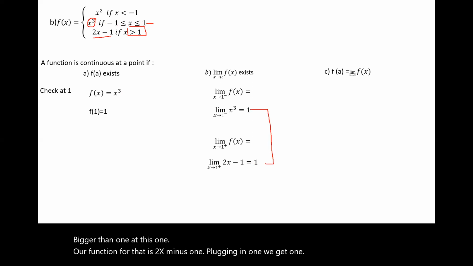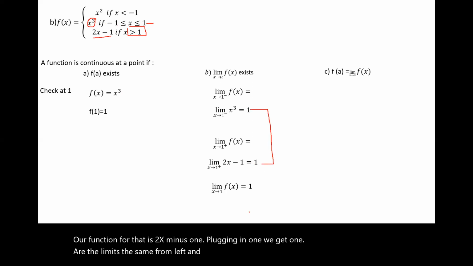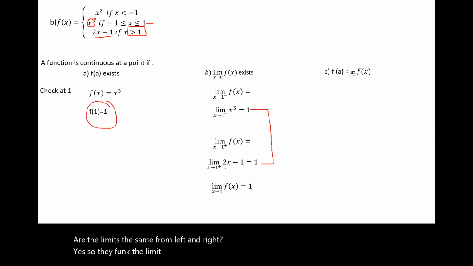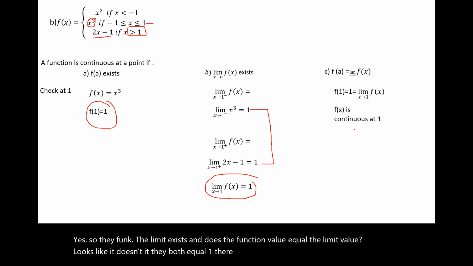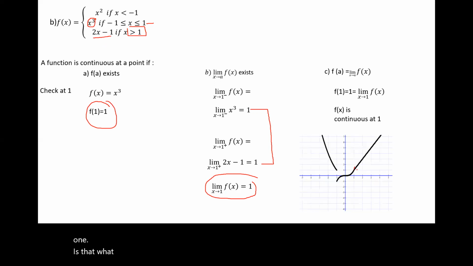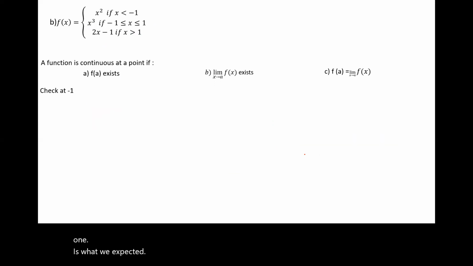Are the limits the same from left and right? Yes, so the limit exists. And does the function value equal the limit value? Looks like it, doesn't it? They both equal 1, they're equal to each other, so we are continuous at 1. Is that what we expected? Yeah, good work, guys.